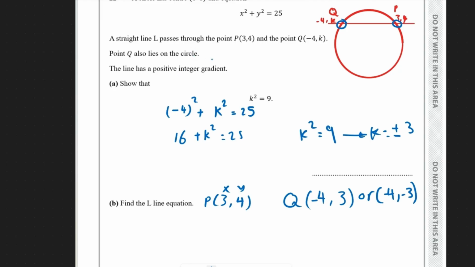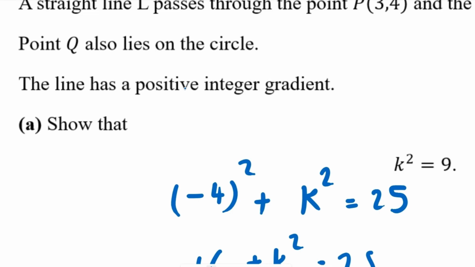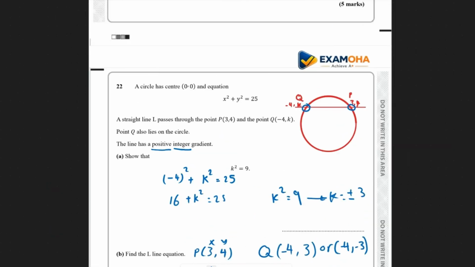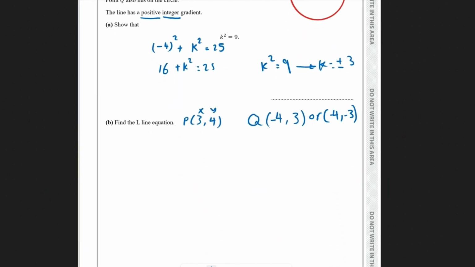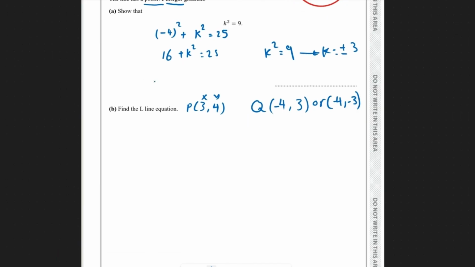Look here in the question. It says positive integer here. Positive means that if the gradient is negative, it will not be accepted. Integer means that if it is a positive fraction or decimal, it will not be accepted. So let's check, and we need to calculate the gradient here for both situations.